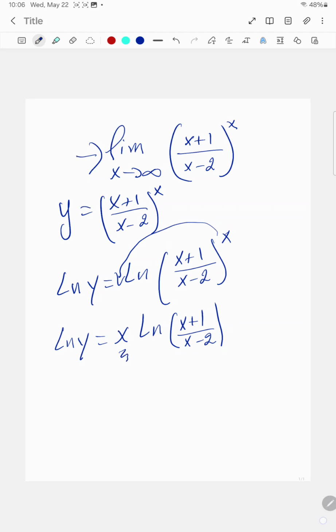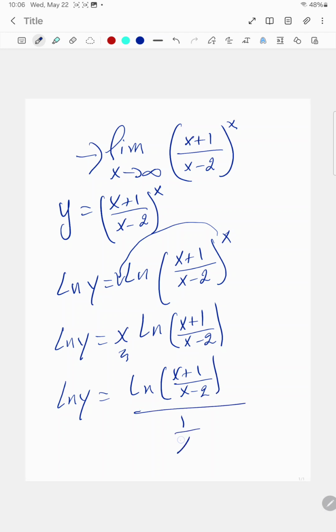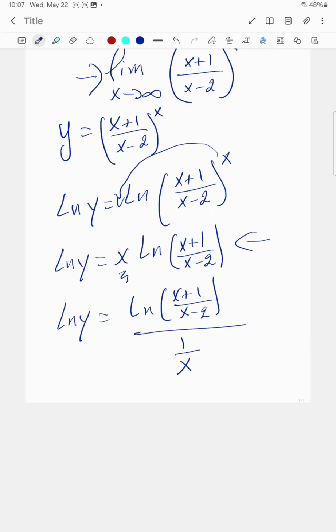But this x, I can write in a different way. Now I can say ln of y is equal to ln of ((x plus 1) divided by (x minus 2)) divided by 1 over x. Because if I want to get rid of the division, I multiply and flip 1 over x to become x divided by 1. So I come back to that equation here. Again, I'm fine. And now I want to study the limit when x goes to infinity.